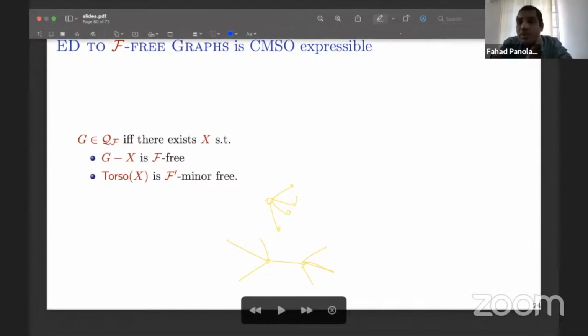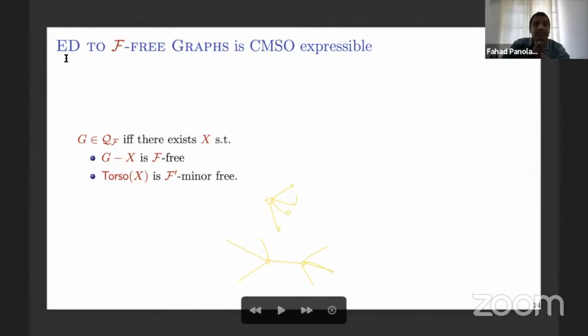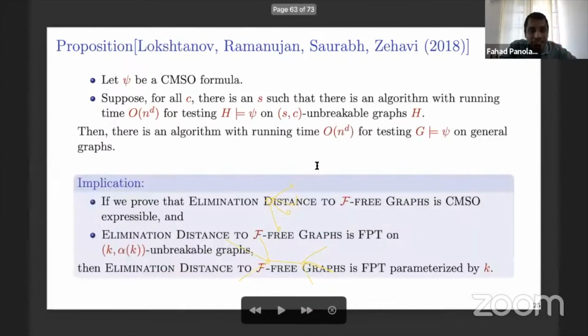So what we have proved here is that for our problem, you fix any K, and then look at all the graphs G such that (G, K) is a yes instance of our problem. Then this graph class is CMSO expressible, and this means that we have proved the first one, elimination distance to F-free graphs. So for any K, I have a CMSO formula for that.